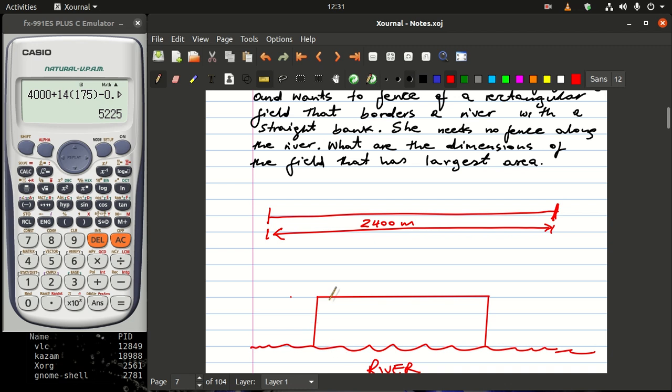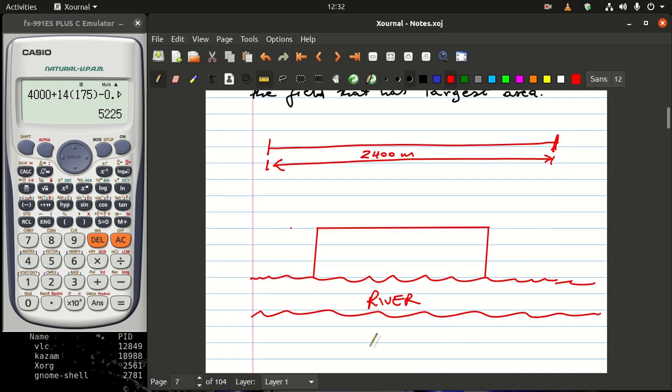So she wants to create a rectangle with 4 sides, but this side will be using a river, because cows cannot jump the river and be here or whatever. Maybe this river is one of the biggest rivers whereby nothing can jump from this river and go there. So she is safe to create this side. Maybe she's creating a farming business or whatever, but she's using a river there.